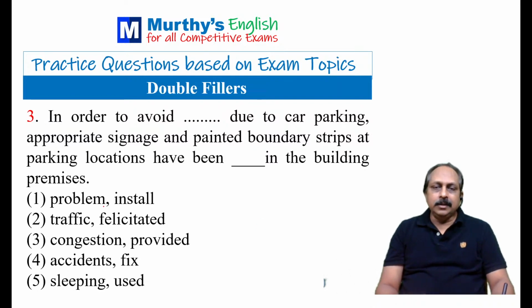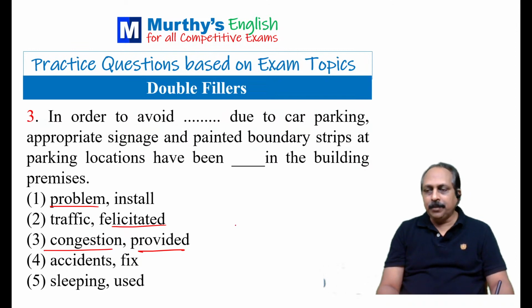In order to avoid traffic, felicitated in the building, that is too formal a word, in order to avoid congestion. In order to avoid congestion, because of what? Due to car parking, appropriate signage and painted boundary strips at parking locations have been provided in the building premises. Answer is the third option, not felicitated. This doesn't go with the context.